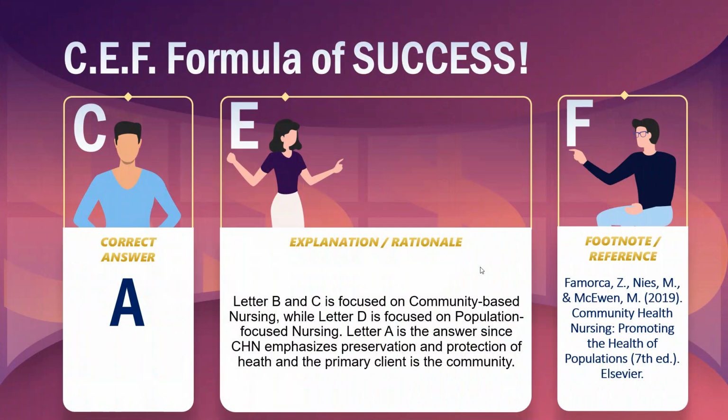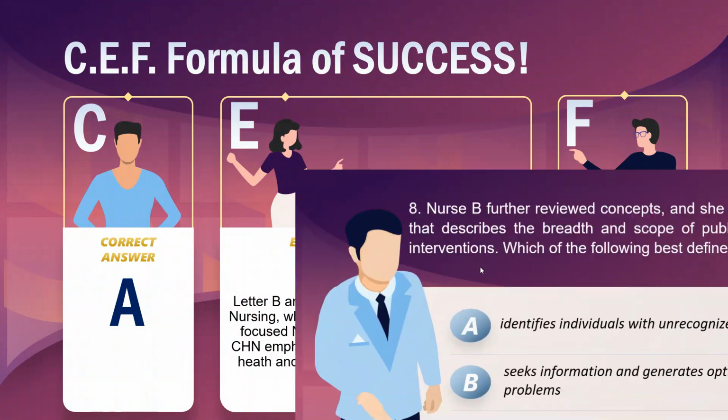Letters B and C are focused on community-based nursing, while letter D is focused on population-focused nursing. Letter A is the answer since CHN emphasizes preservation and protection of health, and the primary client is considered to be the community. Number seven, letter A.